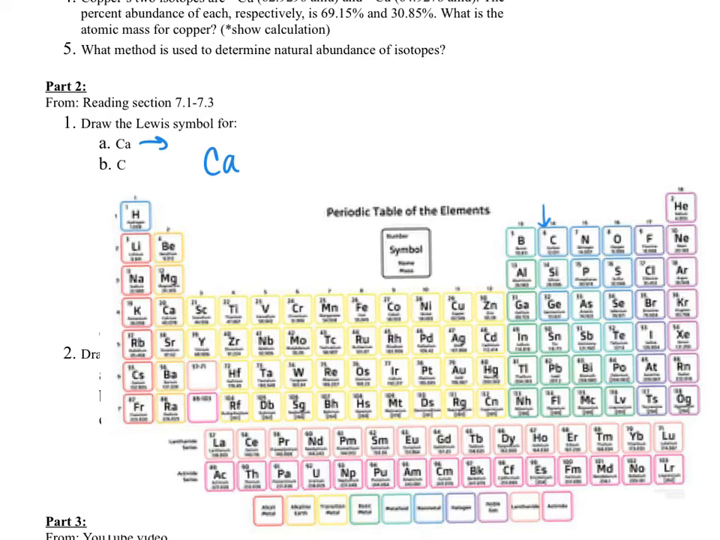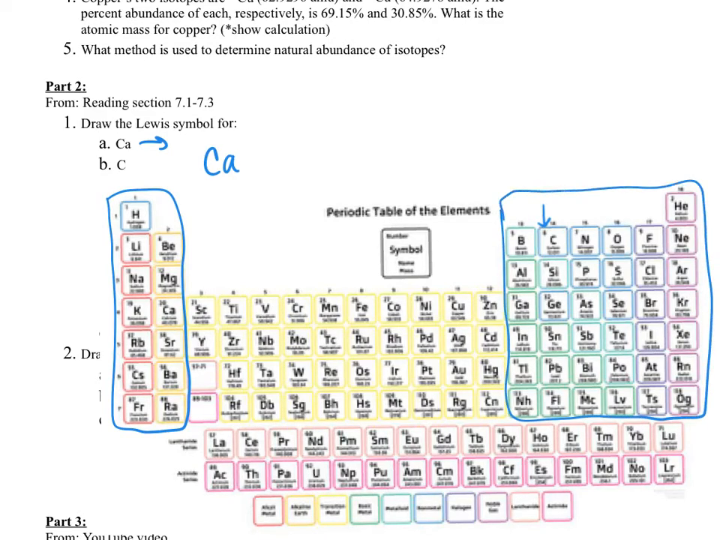And then I want to note the number of valence electrons. So for main group elements, and that's these elements right here and right here, these are labeled group 1A, group 2A, 3A, 4A, 5A, 6A, 7A, and 8A. A just means that it's main group.